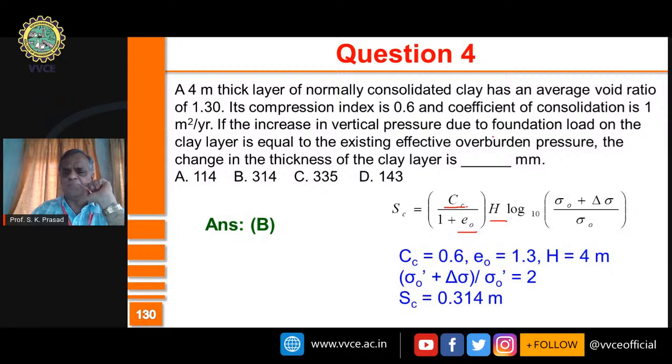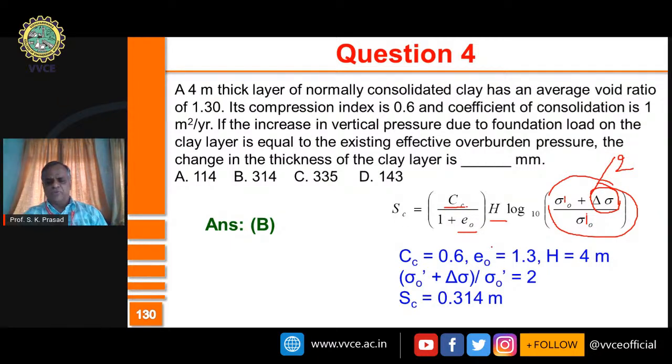The increase in the vertical pressure due to the foundation load on the clay layer is equal to existing effective overburden pressure. Effective overburden pressure was sigma naught dash earlier, and delta sigma is the increase in the pressure due to the new structure which is being built. It is mentioned that this increase is equal to initial overburden pressure. So delta sigma is equal to sigma naught dash. Therefore, this ratio is going to be equal to 2. So substituting all these things, you get the value of Sc as 314 millimeters. Therefore, answer is B.